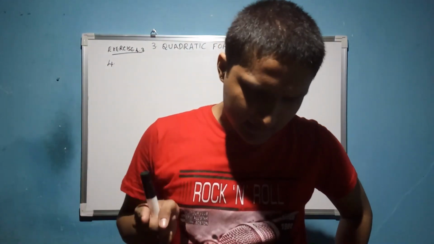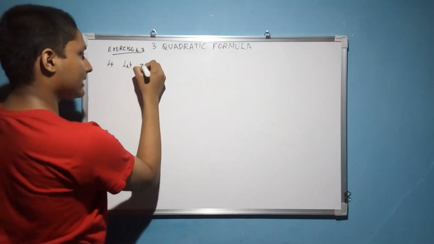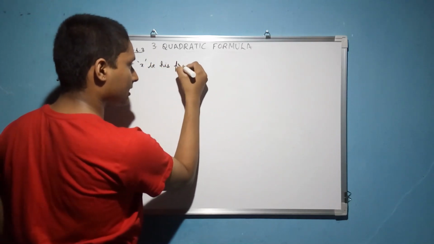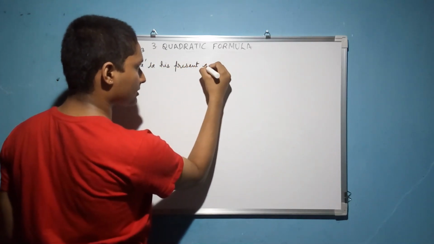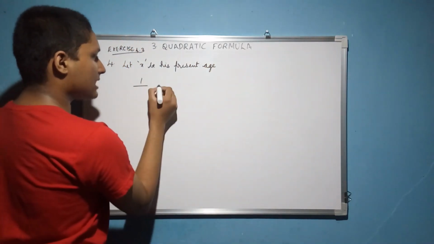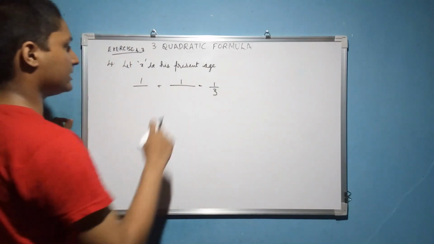The question is, the sum of the reciprocals of Rahman's ages in years 3 years ago and 5 years from now is 1 by 3. Find his present age. Okay, find his present age, so that is going to be x, so let x be his present age, or I can tell it to be x years, whatever it is, let x be the present age. So it is given the sum of the reciprocals of his age is 1 by 3.